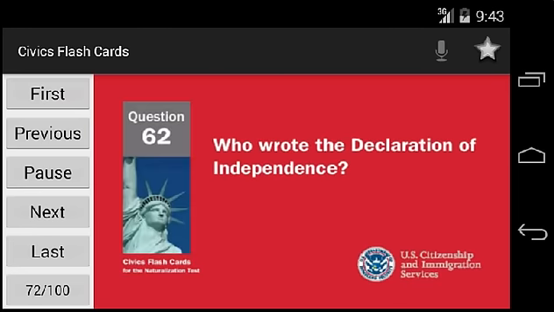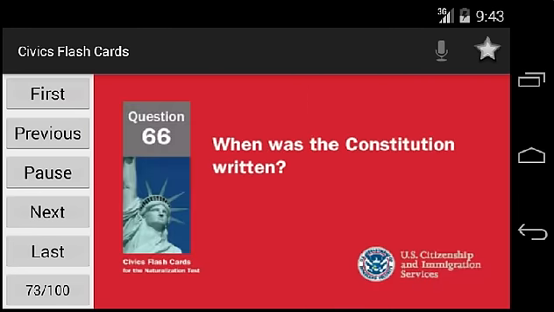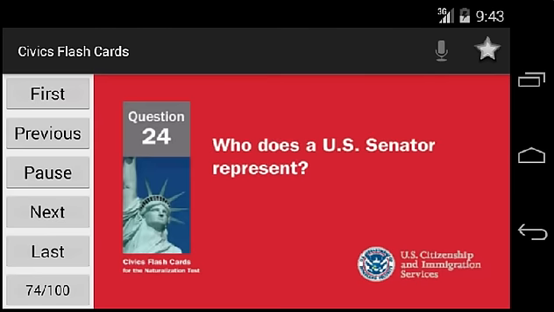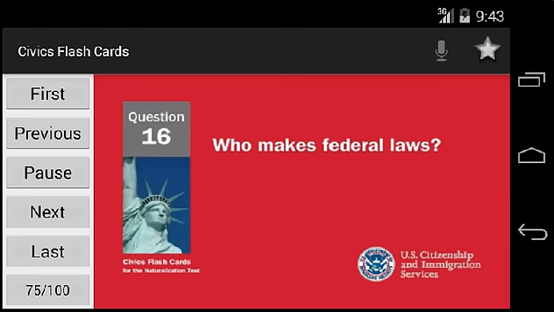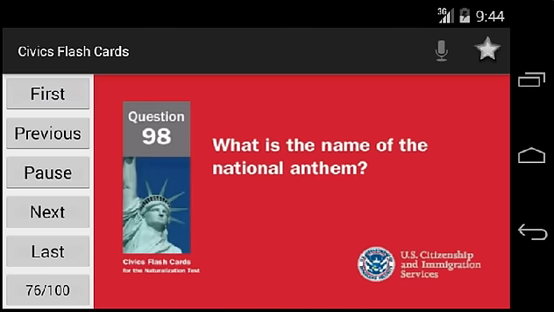Who wrote the Declaration of Independence? Thomas Jefferson. When was the Constitution written? 1787. Who does a U.S. senator represent? All people of the state. Who makes federal laws? Congress. Senate and House of Representatives. U.S. or National Legislature.